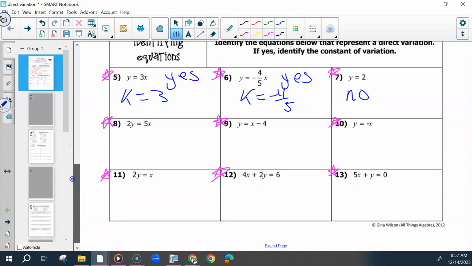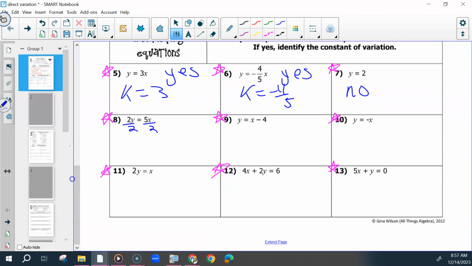8, we would have to solve first. Divide everything by 2. Would that be direct? Yes. What would the constant be? 5 over 2. 9.